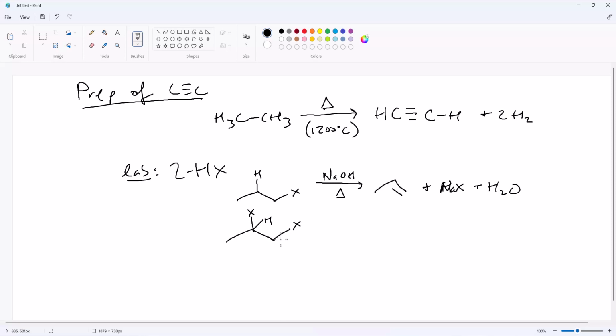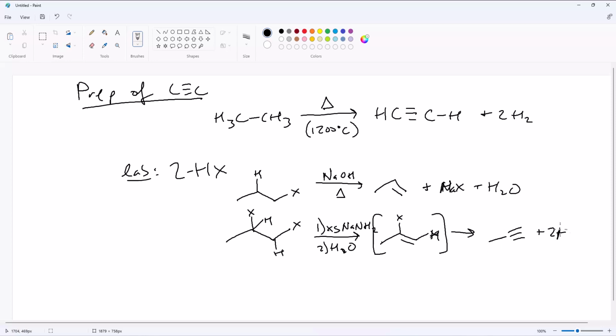Turns out that if we have two X's and we have two H's and we add an excess, this would have to be a stronger base because we're going to have to further deprotonate the intermediate. So we have an excess of NaNH2, and then you do an H2O workup. This will generate, through this intermediate here, the terminal alkyne, and that would, to balance this equation, plus 2NH3 plus 2NaX.